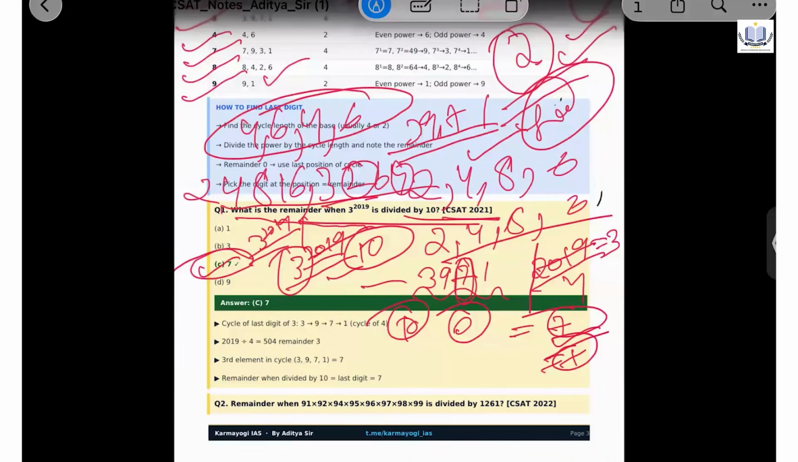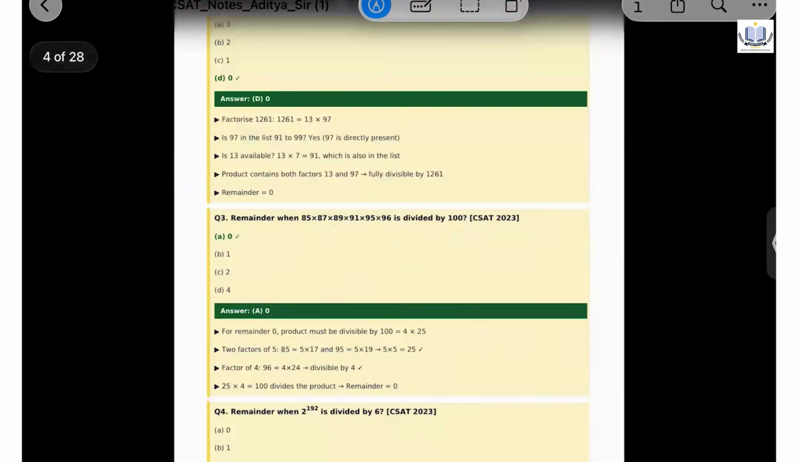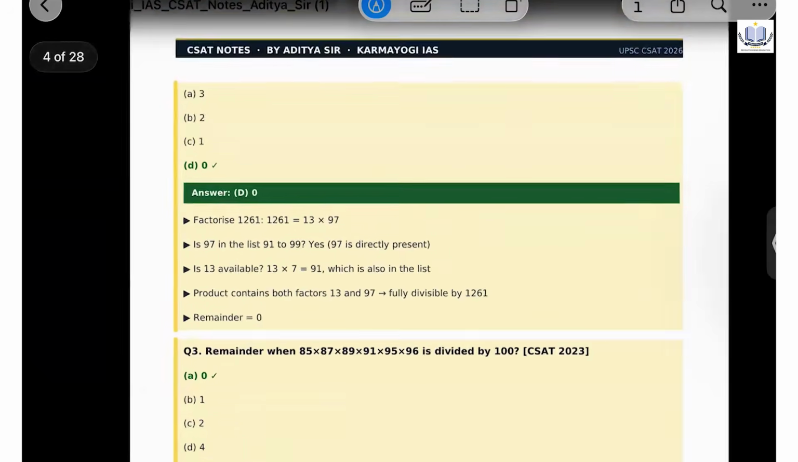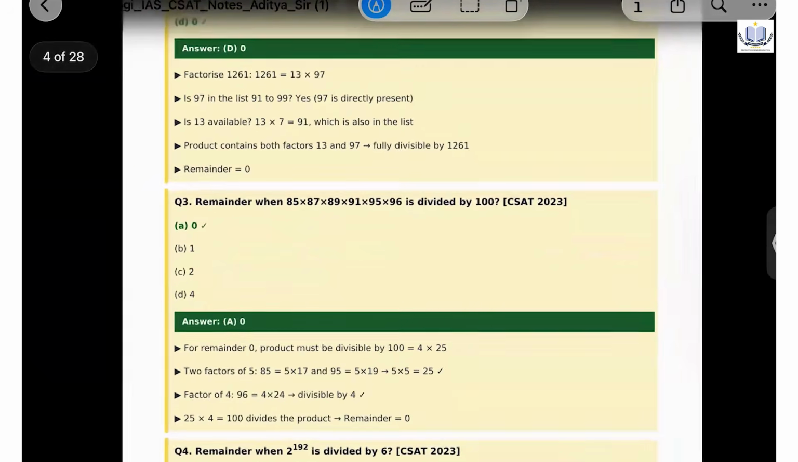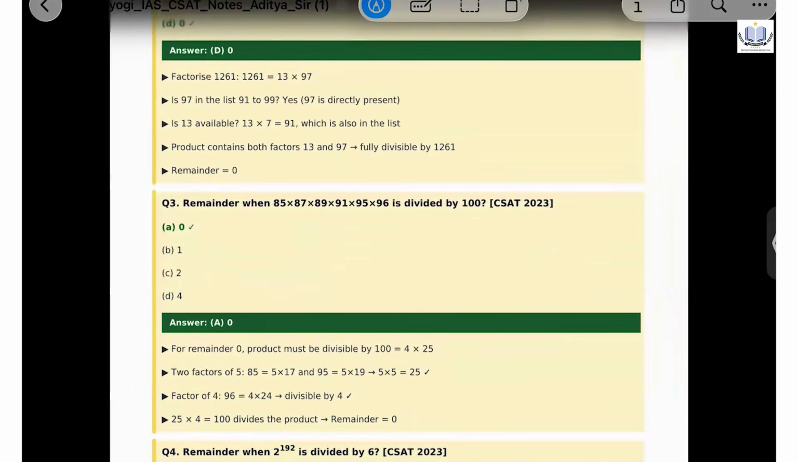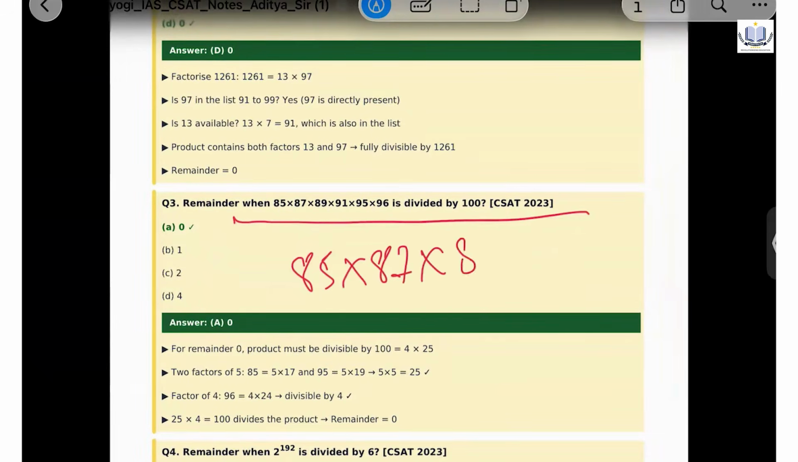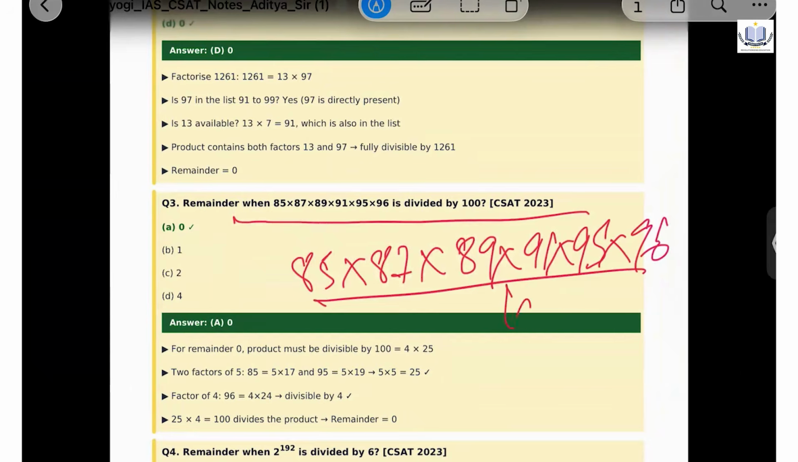Okay, now let's see more questions. Let's see these types of question. 85 into 87 into 89 into 95 into 95 into 96 is divided by 100. What will be the remainder? Now to have remainder 0, the product must be divisible by 100. The product must be divisible by 100, right?